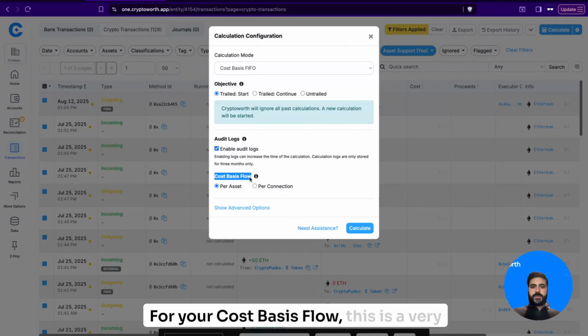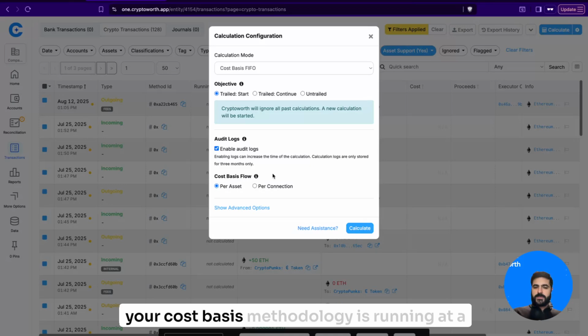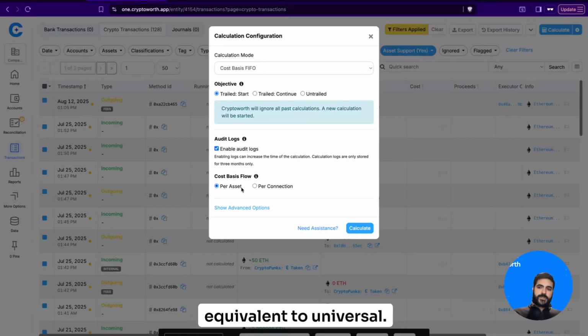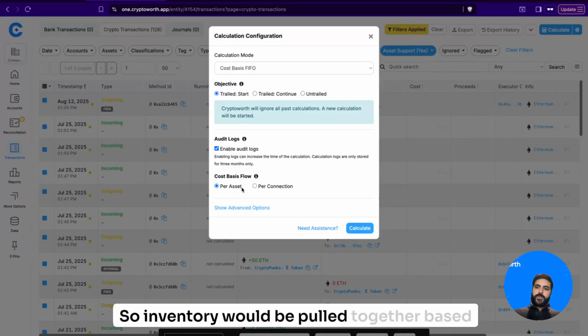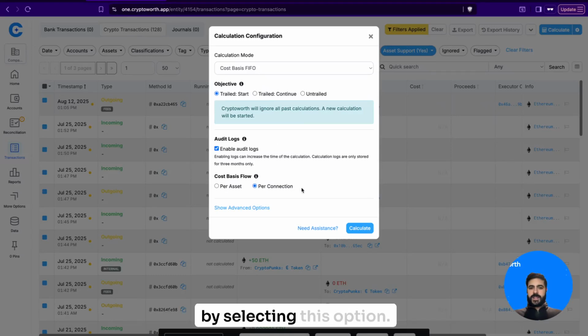For your cost basis flow, this is a very important setting because it dictates whether your cost basis methodology is running at a universal level or per asset level versus a per connection or per account level. So per asset in Cryptoworth would be equivalent to universal. Inventory would be pulled together based on the total amounts of tokens rather than what connection or account they came from. And per connection is if you want to run the cost basis methodology by account that you have connected, whether it's an exchange account or wallet. FIFO would run in this case by connection by selecting this option.